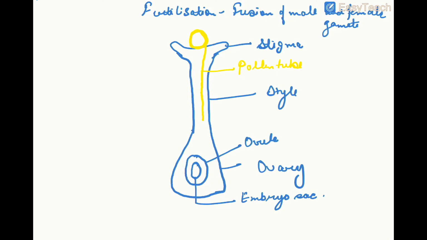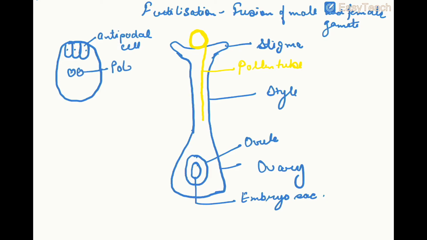Embryo sac is an 8 nucleated 7-celled structure. Let us draw the structure of embryo sac. It consists of upper 3 cells known as antipodal cells, central 2 cells known as polar nuclei, and lower 2 synergids with 1 egg. This is the structure of embryo sac.